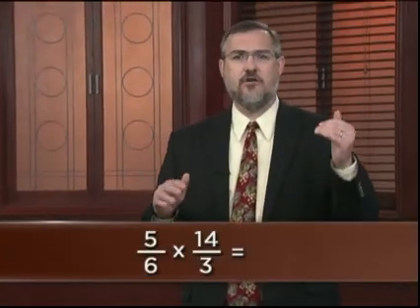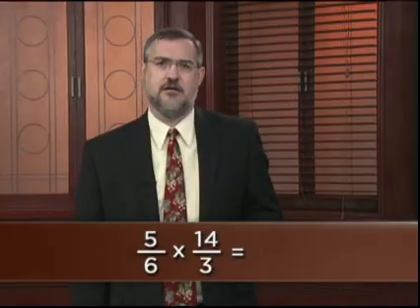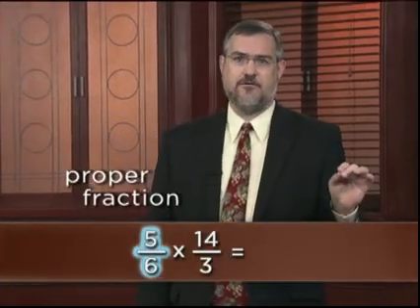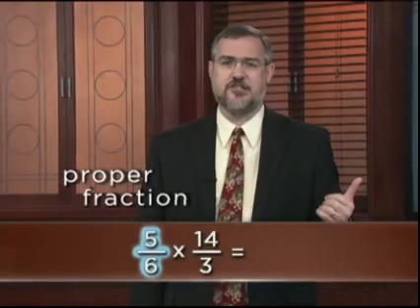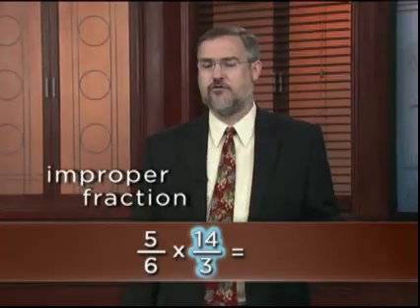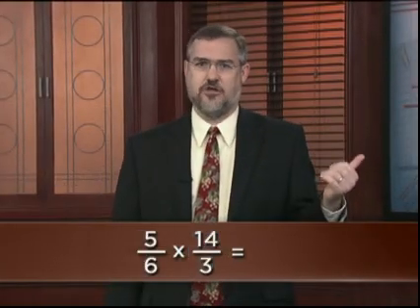Now, I'd like to try another example just to make sure we've got the idea down. So let's do the following. Let's calculate 5 over 6 times 14 over 3. Now, I see here a proper fraction, that's the 5 over 6, and an improper fraction, that's the 14 over 3. 14 is larger than 3, and that's why that second fraction is improper.